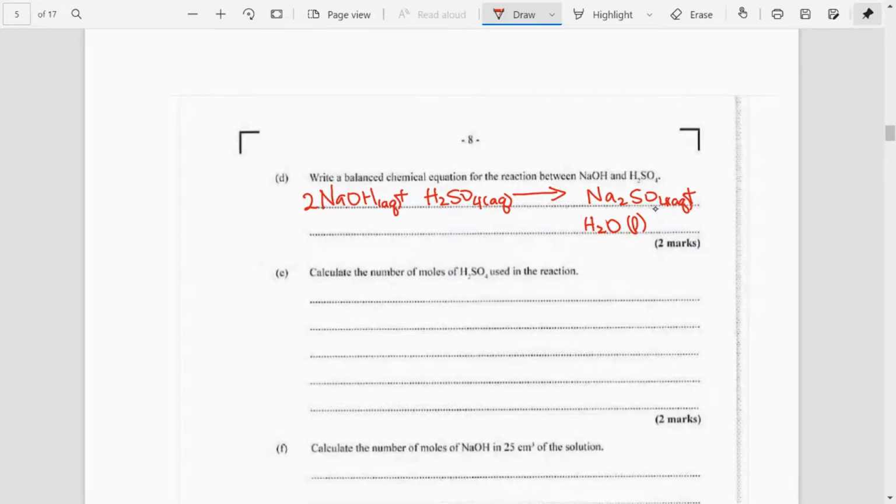We have how many? Six oxygens on this side, and one oxygen on this side. Let's put a two here. We have two and four, six oxygen, four hydrogens, one sulfur, and of course our two sodium, where we are balanced. All right. Moving on to the next question: calculate the number of moles of sulfuric acid used in the reaction.